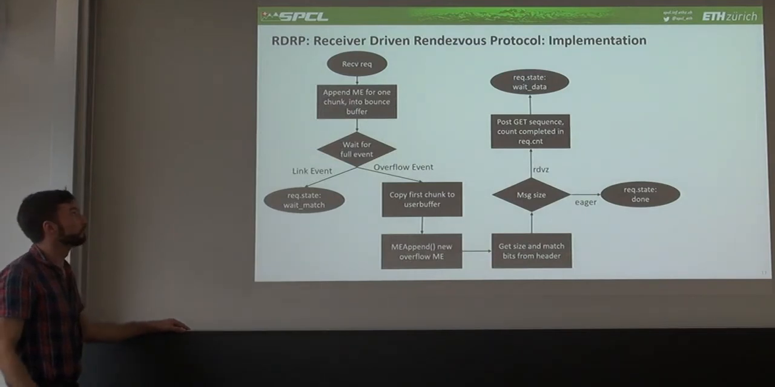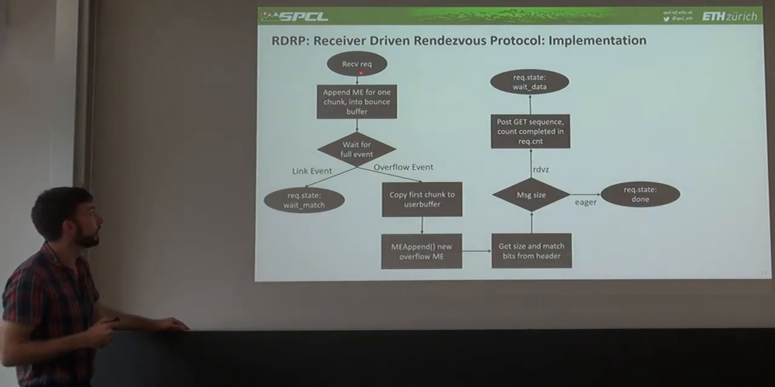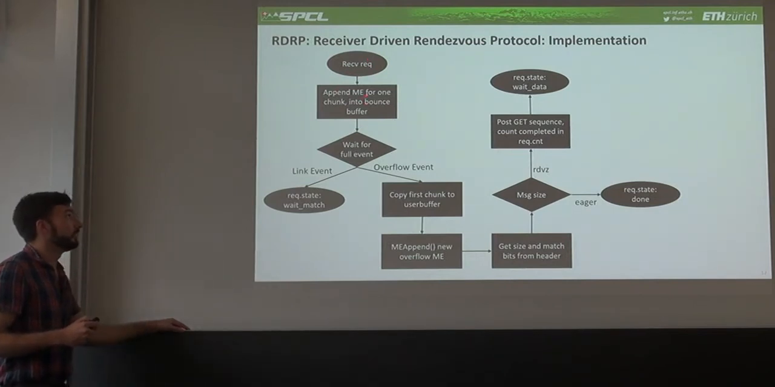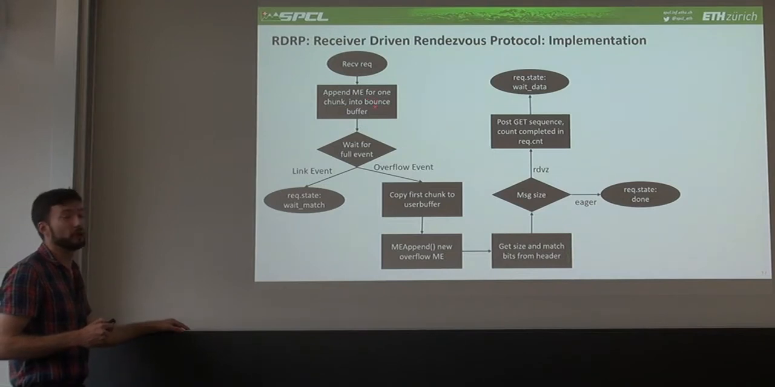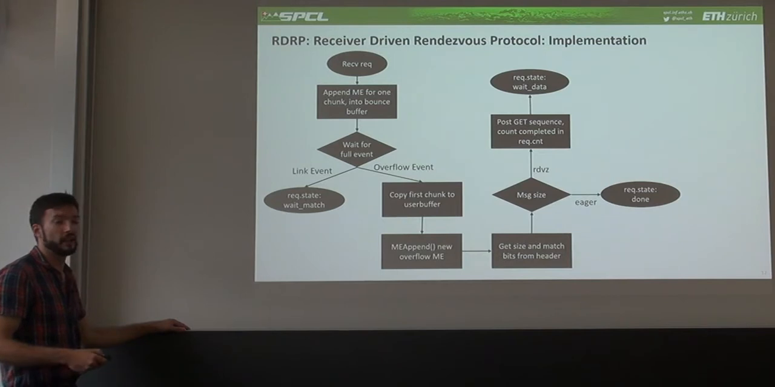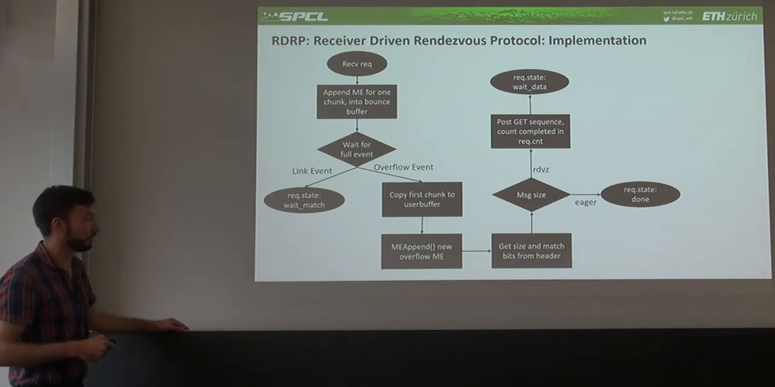For the receive, it looks a bit more complicated. So for the receive, we have this receive request, and we append an ME for one chunk into a bounce buffer. And then we wait for a full event. Either it is a link event, so Portals tells us, okay, with your ME append, everything went fine, and I just appended this ME to the priority list. This means we have an expected message, and we are waiting for something to arrive that matches this ME.